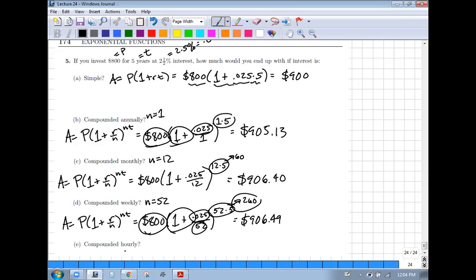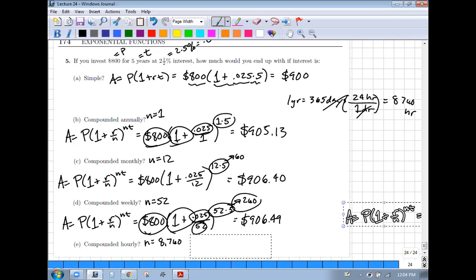Compounded hourly. How many hours are in a year? Right? 1 year is 365 days. And then we have 24 hours per day. So 365 times 24. This is 8,760 hours. So compounded hourly, N is 8,760. Okay.